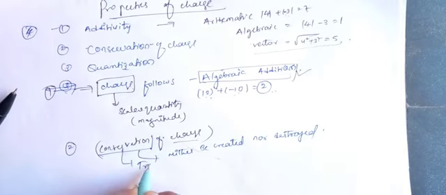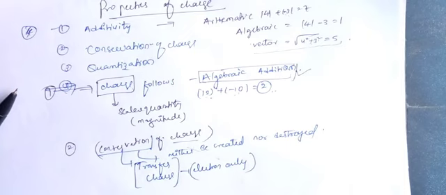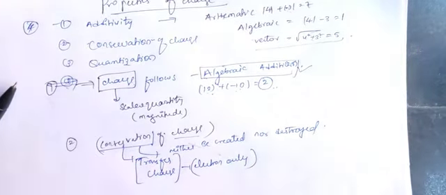Which particle can transfer the charge? Only the electron can transfer charge from one body to another body. The proton does not carry the charge from place to place because it has a heavier mass, so it can't move.